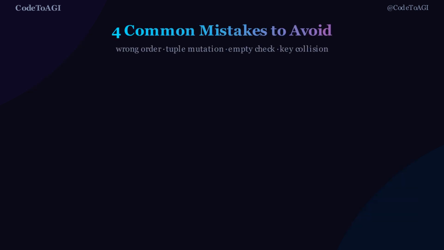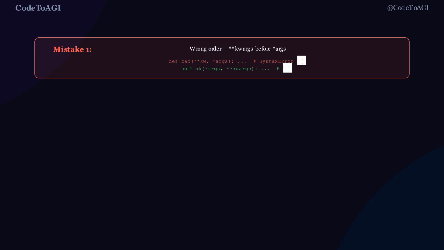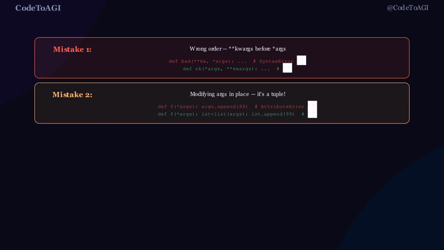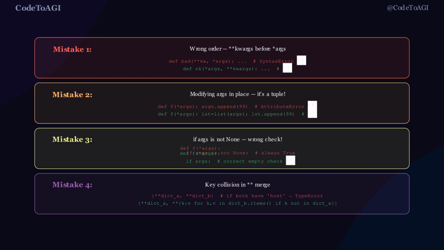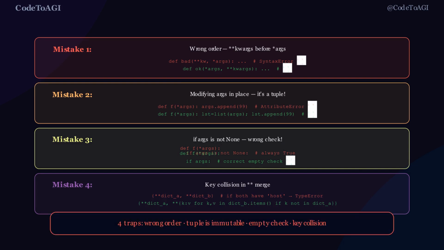Before we build a project, let's look at the 4 most common mistakes. Mistake 1. Wrong order. *args must come before **kwargs. Putting **kwargs first is a syntax error. Mistake 2. Modifying args in place. Args is a tuple. It is immutable. If you need to modify it, convert to a list first.